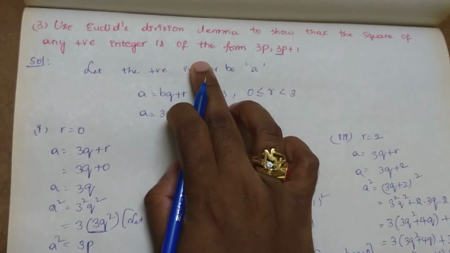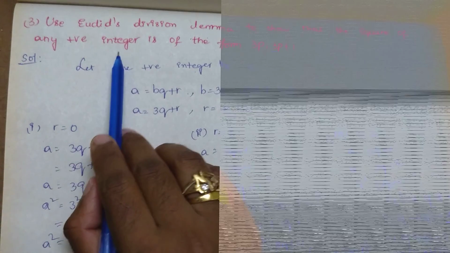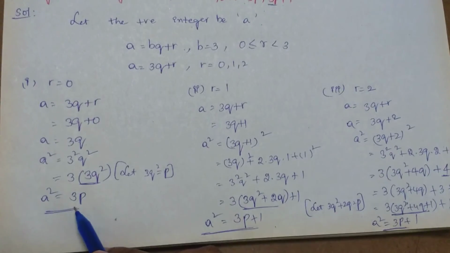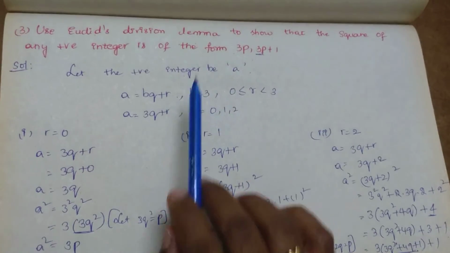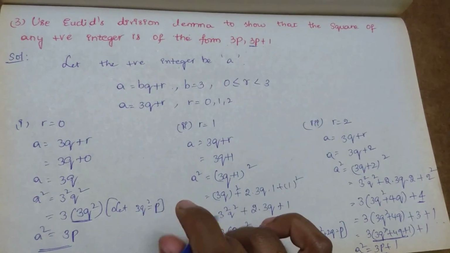Hence it is proved that as per Euclid's division lemma, the square of any positive integer is of the form 3p or 3p plus 1. In the three cases we got 3p, 3p plus 1 and 3p plus 1, so the condition is satisfied and hence the theorem is proved. This is the solution.